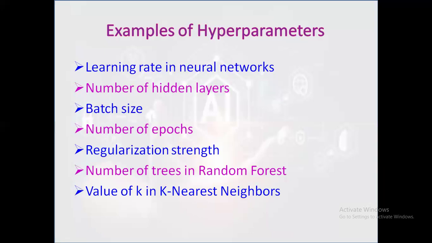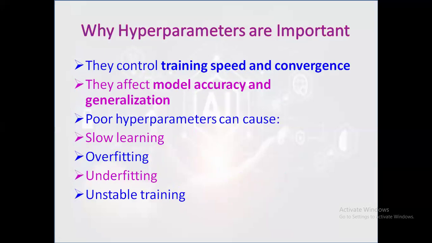A small k may make the model sensitive to noise, while large k may over smooth the predictions. So these are all the examples of hyperparameters. Next, why are hyperparameters important? They control training speed and convergence. Hyperparameters like learning rate and batch size determine how quickly the model reaches optimal performance.